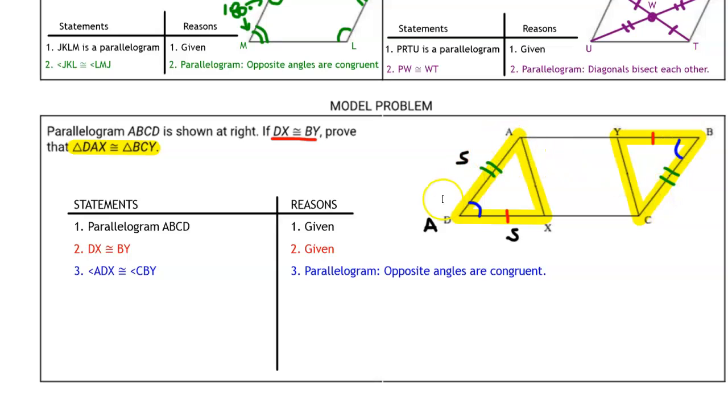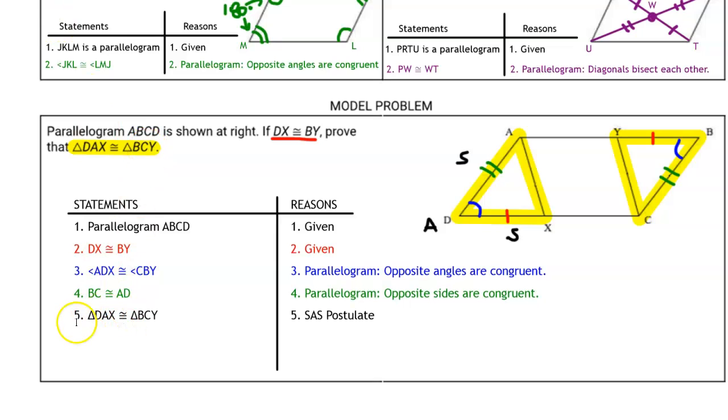That's BC and AD. So now I've got a lot of my information that I need written down. I know that these two sides are congruent to each other because it's a parallelogram and opposite sides are congruent. These two angles are congruent because in a parallelogram, opposite angles are congruent. And these two sides are congruent because they told us at the beginning of the problem. I have SAS now, so I'm comfortable with writing my fifth and final statement. I have to prove that DAX is congruent to BCY. So let's write that out now.